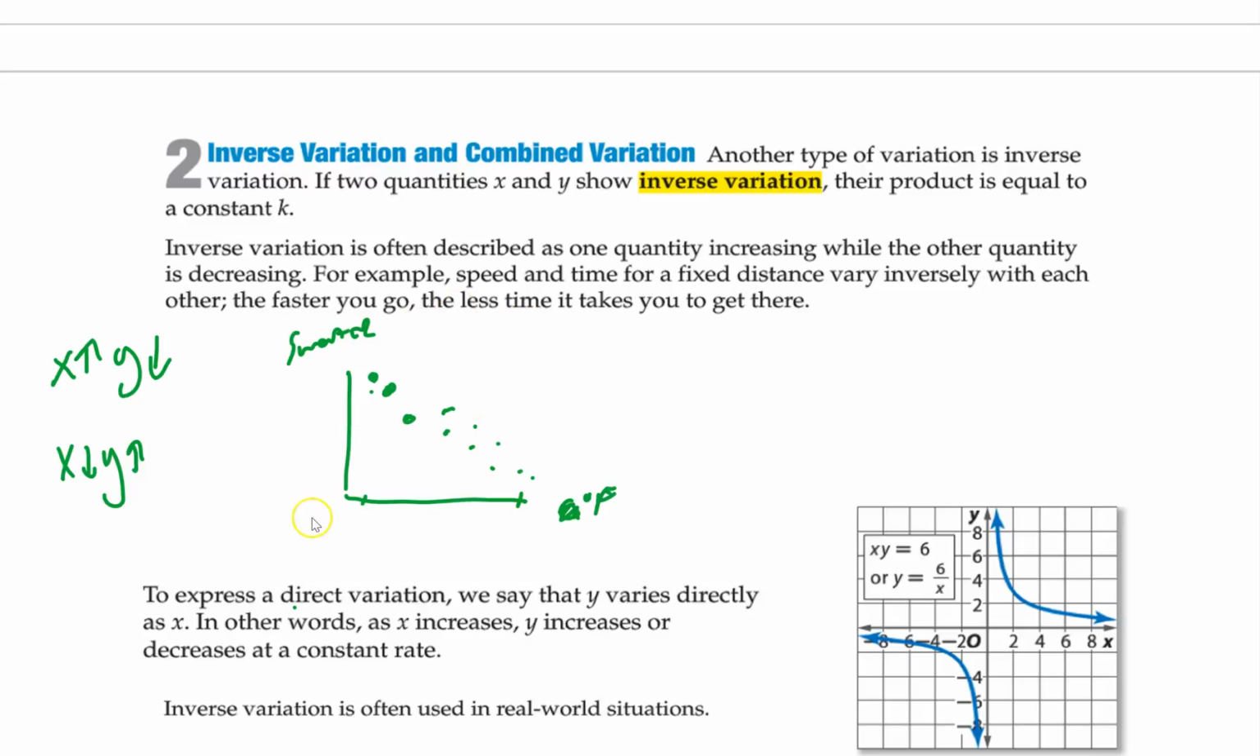That's an inverse variation. As temperature goes down, the demand for winter clothes goes up. As temperature goes up, winter clothes demand goes down, is what I meant to say. So that's the idea there.